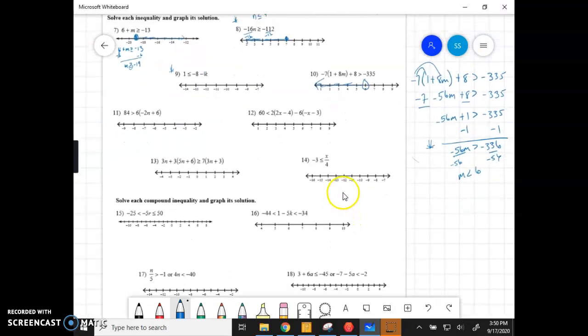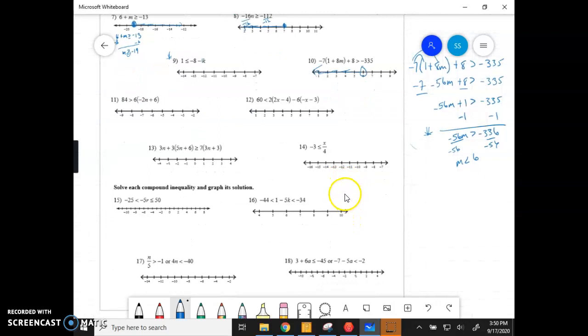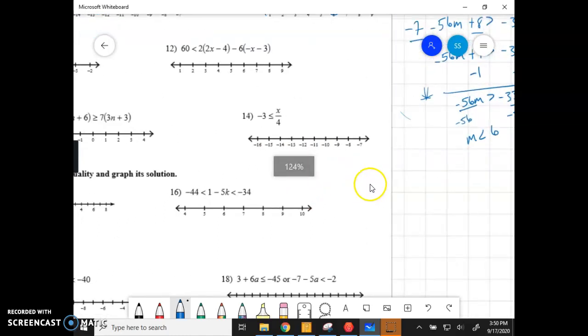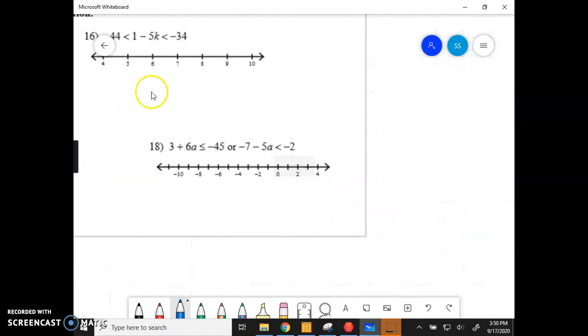Let's see here. 11 and 12 look about the same. Let's see. Number 14. Let me zoom in a little bit more. 14 here. Whoa.